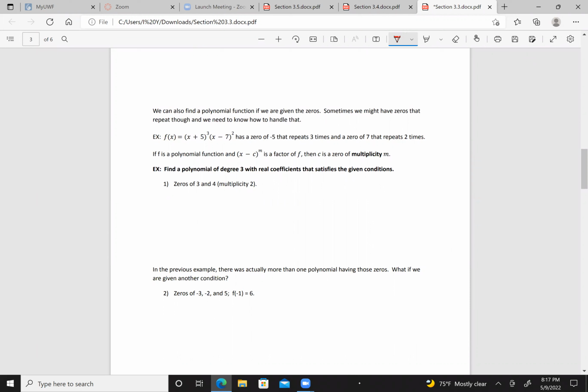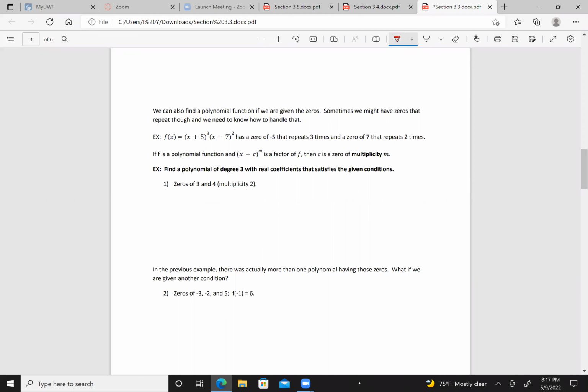We can also find the polynomial function if we are given the zeros. Sometimes we might have zeros that repeat, though, and we need to know how to handle that. We might have something like this. f of x equals x plus 5 cubed times x minus 7 squared. This has a zero of negative 5 that repeats 3 times and a zero of 7 that repeats 2 times. If f is a polynomial function and x minus c to the m is a factor of f, then c is a zero of multiplicity m.